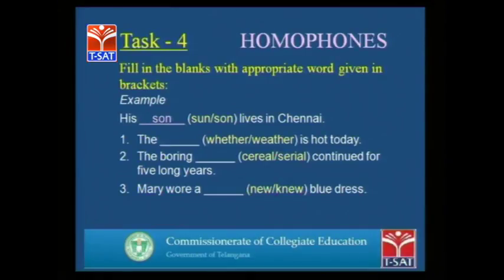These days we are watching on the television the soaps which we generally find in the programs, it goes on for many number of years. What is that called? Is it C-E-R-E-A-L or is it S-E-R-I-A-L? Which one is the right one? And number three, Mary wore a dash blue dress. Is it N-E-W, new, or is it K-N-E-W, knew? And you also have another interesting homophone here in the same sentence, blue, B-L-U-E, and you also have blew, the wind blew across the sea.